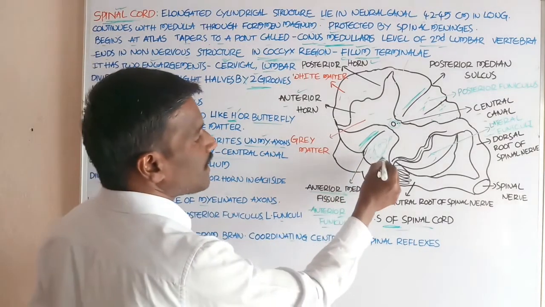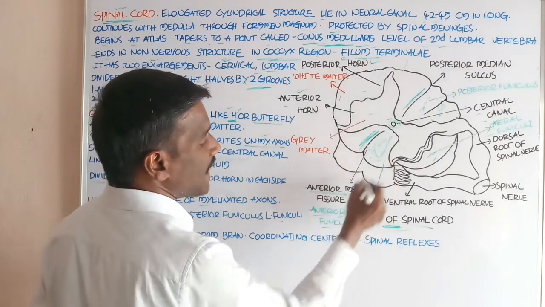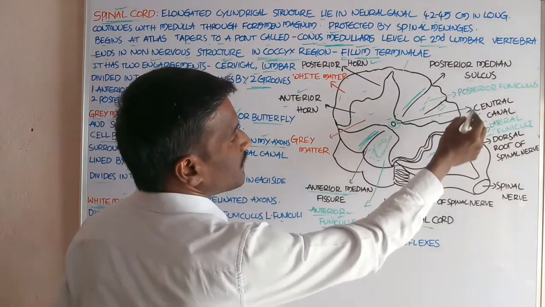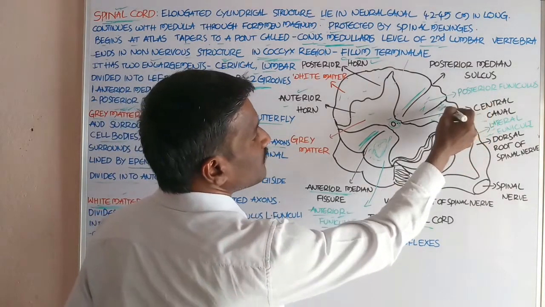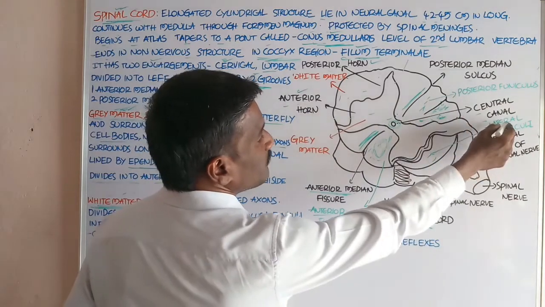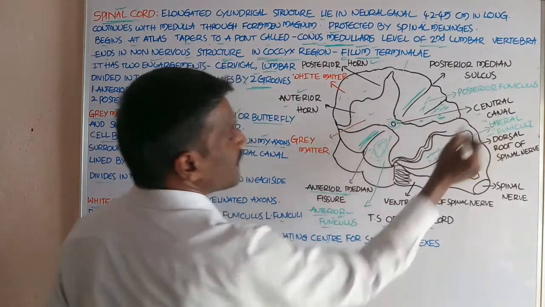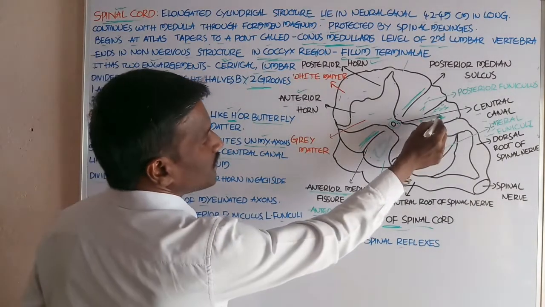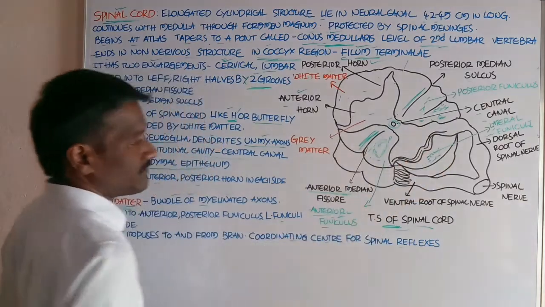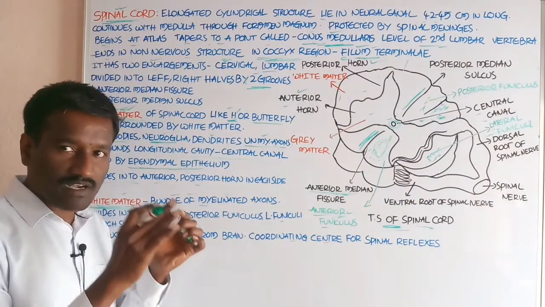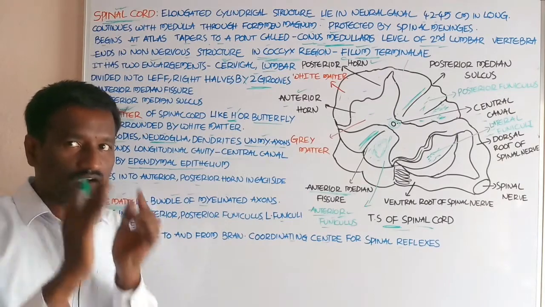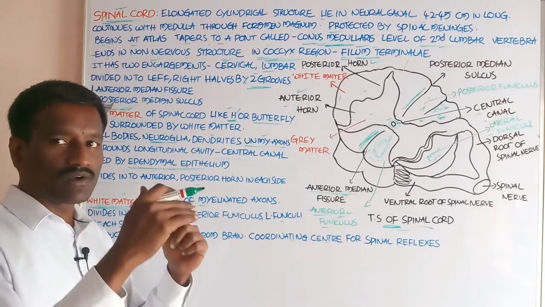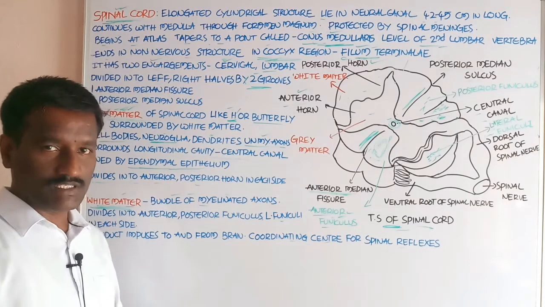One is the anterior funiculus, the second is the posterior funiculus, and the third is the lateral funiculi. These are the three parts present in the white matter on each side of the spinal cord, if you observe the transverse section of the spinal cord.